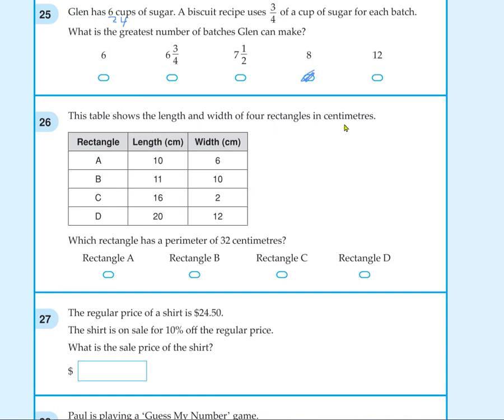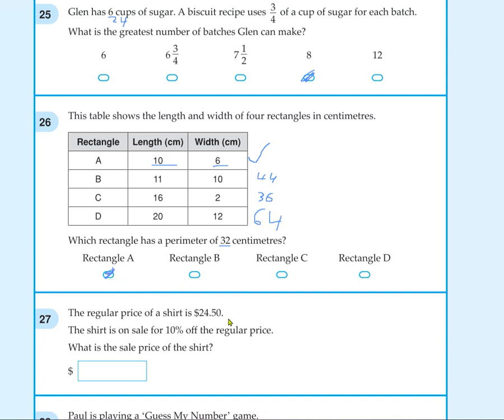Okay, the length and width for 4 rectangles in centimeters, which one has a perimeter of 32? You just got to double each of these numbers, because obviously for a rectangle you've got 2 of one side length and 2 of the other. So if I'm trying to get 32, I just need to see which of these add up to 16. That's that first one. 10 and 6 is 16 times 2 is 32. This one's 22, which means that will have a perimeter of 44. This one will have a perimeter of 36. This one will have a perimeter of 64. Way too big.